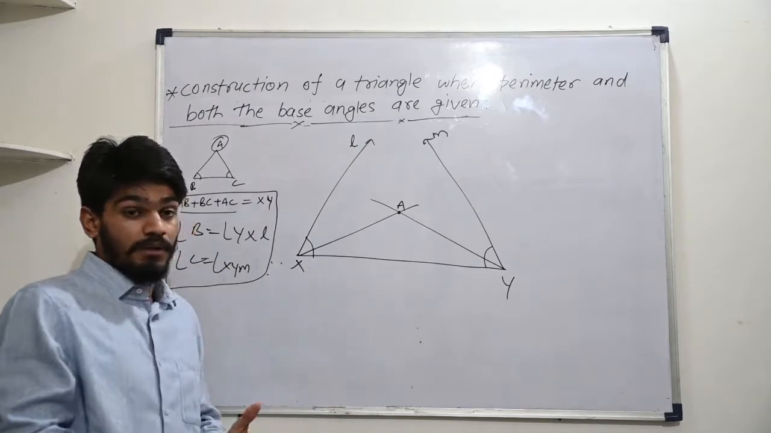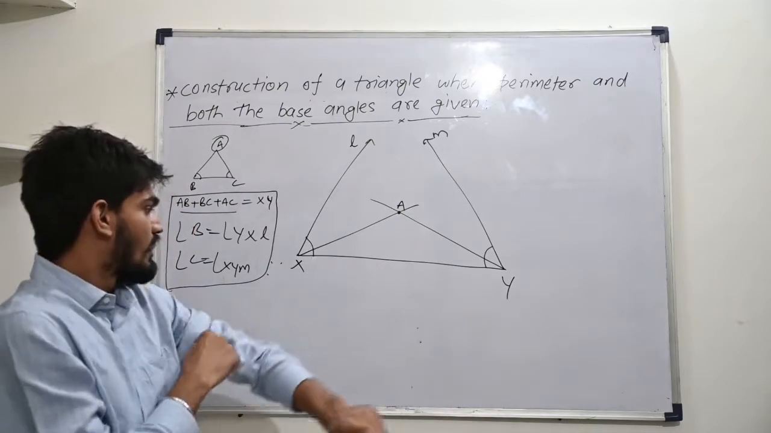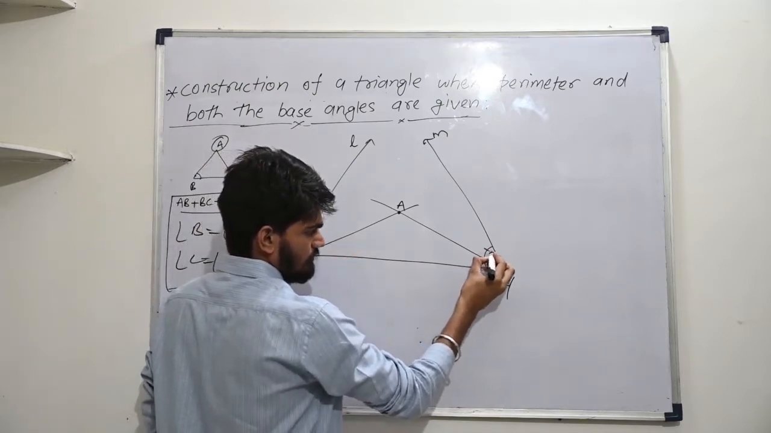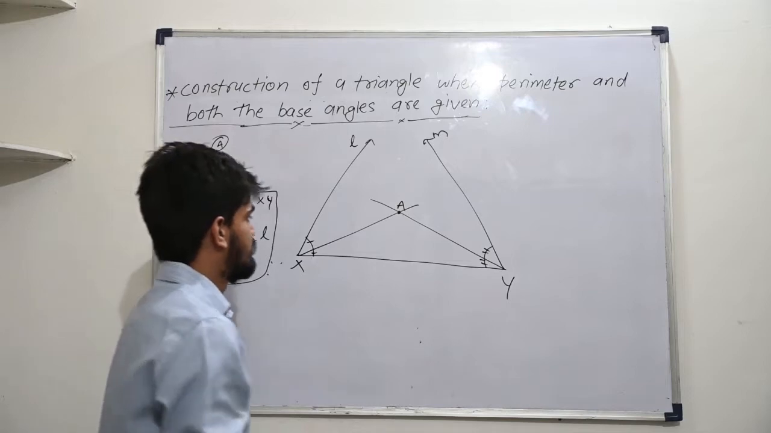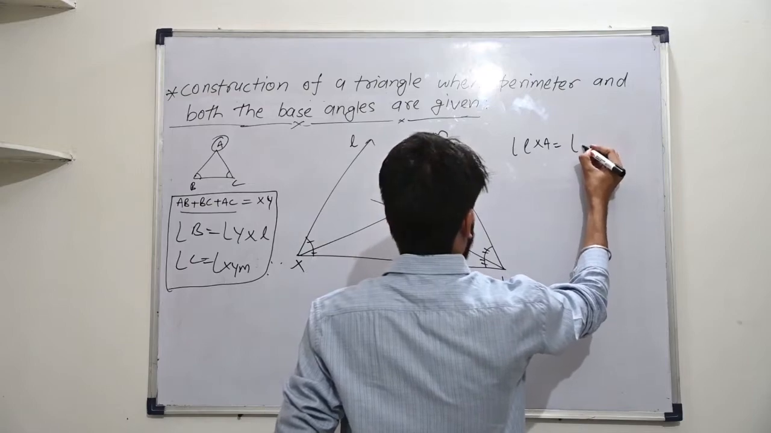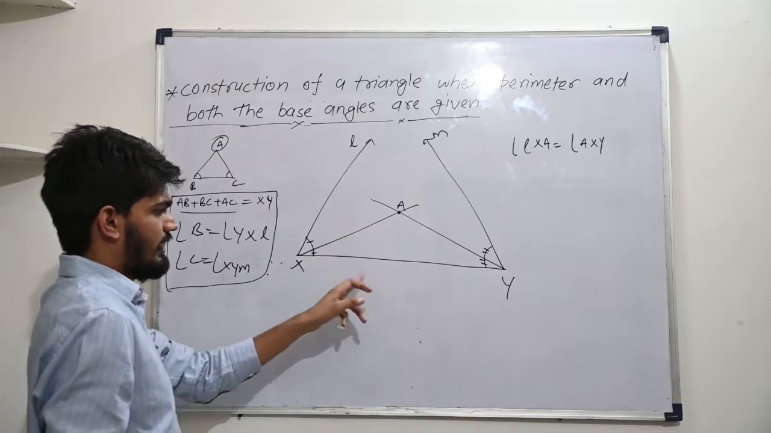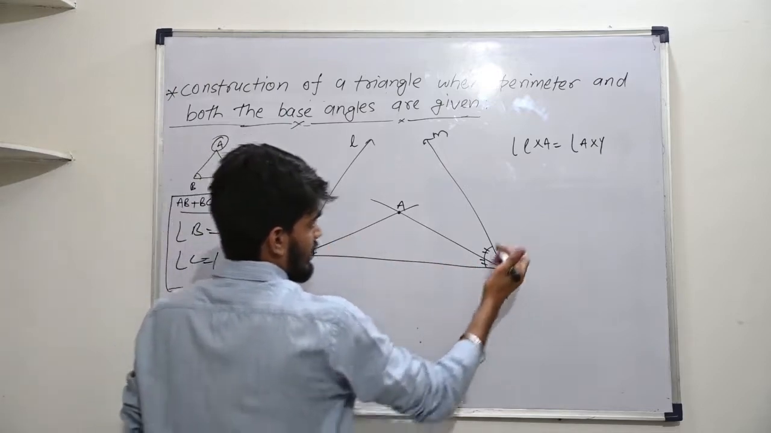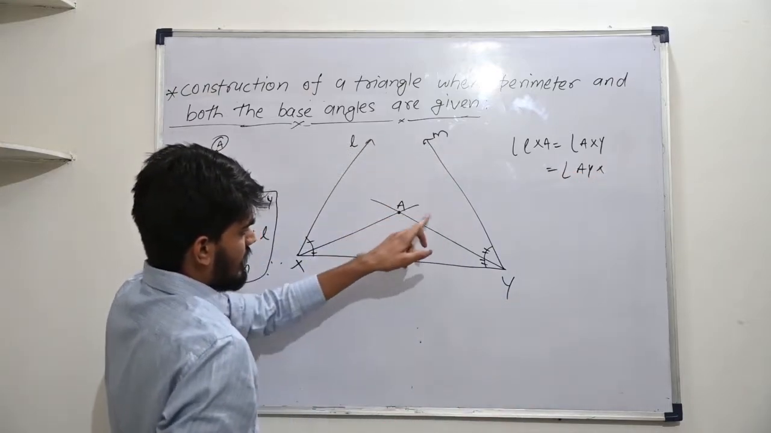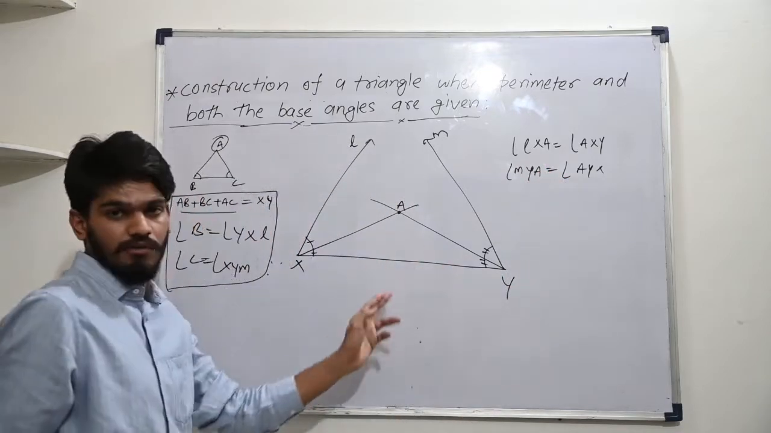Alright. Now the next step, please hear this out very carefully because this is really important. First of all, this is an angle bisector, so these two angles are equal. I will write it down as well. Angle LXA is equal to angle AXY, as well as AYX is equal to LYA, because we have drawn the angle bisector.